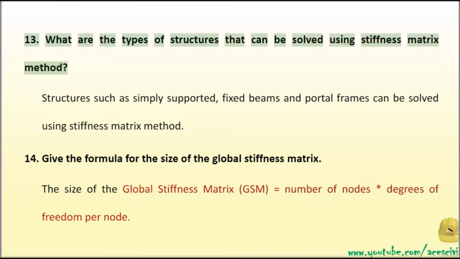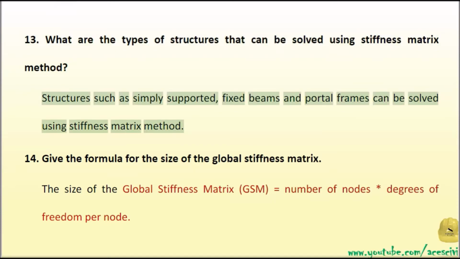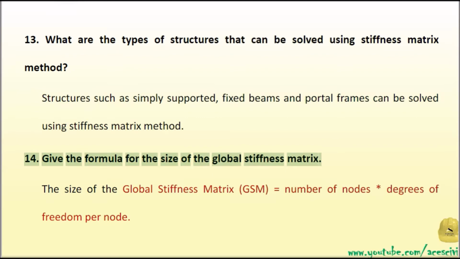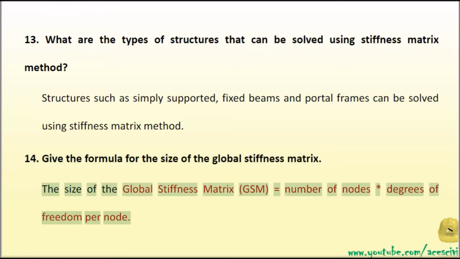What are the types of structures that can be solved using the stiffness matrix method? Structures such as simply supported beams, fixed beams and portal frames can be solved using the stiffness matrix method. Give the formula for the size of the global stiffness matrix. The size of the global stiffness matrix, GSM, equals number of nodes times degrees of freedom per node.